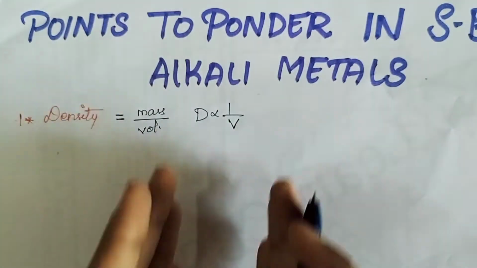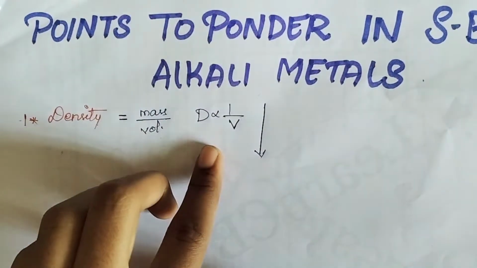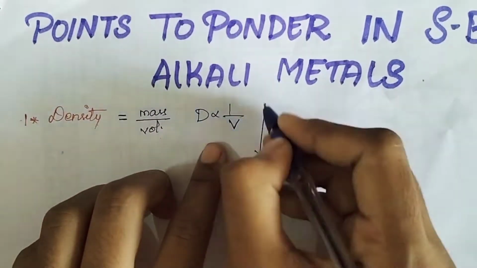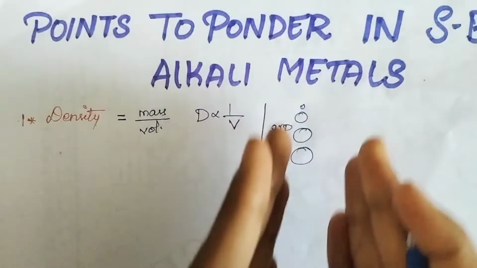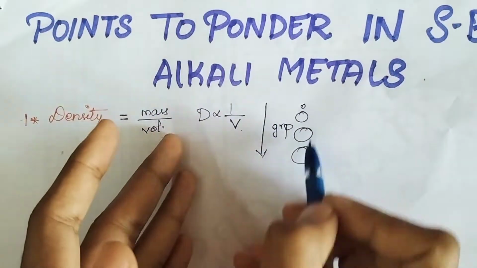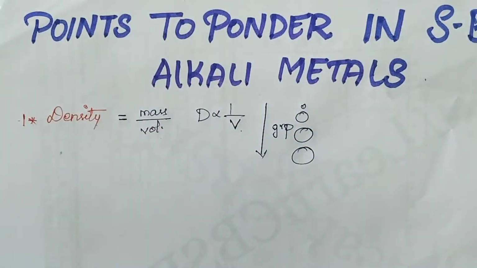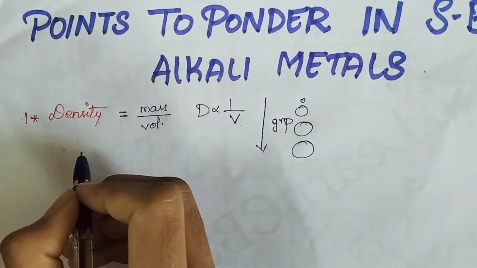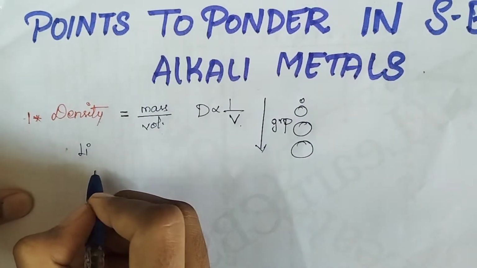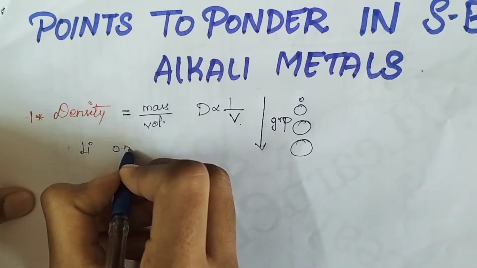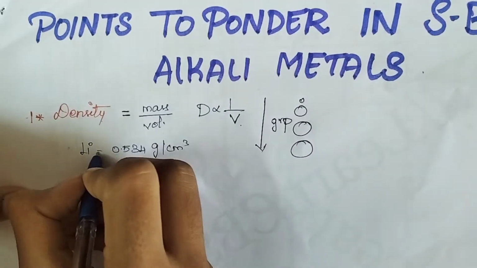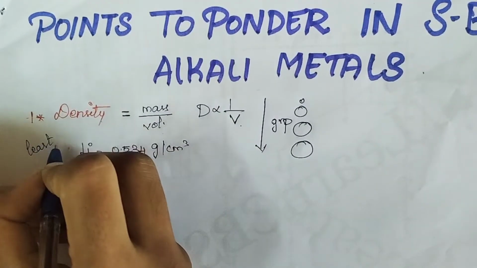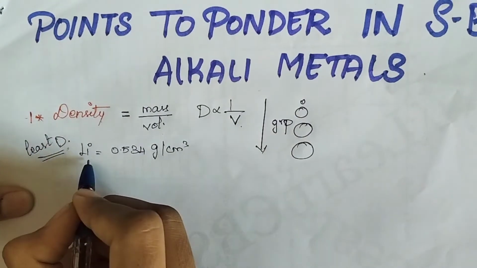Now, if you take the group series, down the group the size increases, so the volume increases. Volume increases down the group, then density decreases down the group. So the least density element is lithium. What is the density? It is 0.534 gram per centimeter cube. This is the least density. Least density element is lithium.